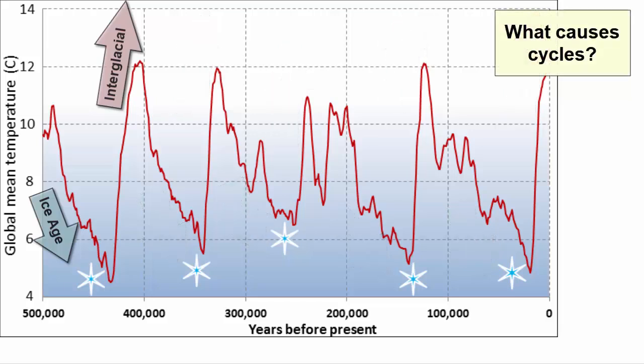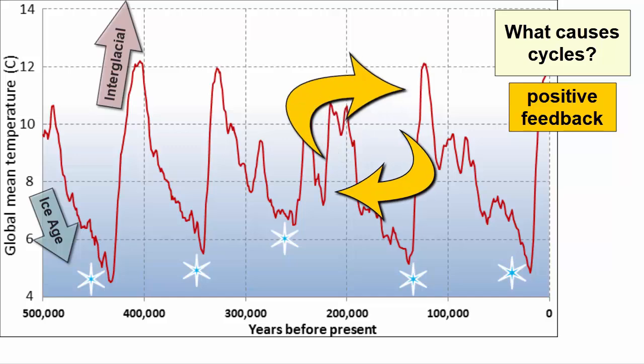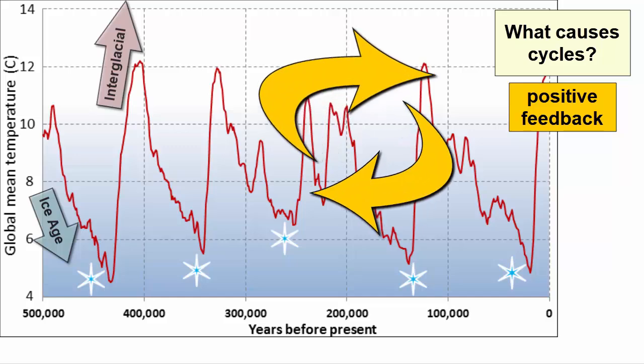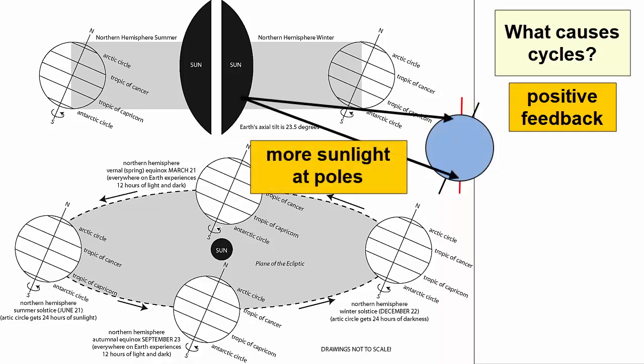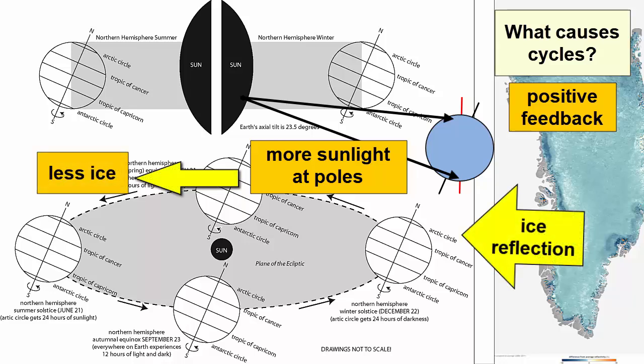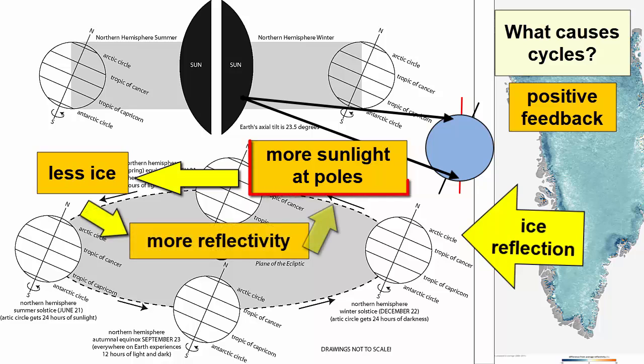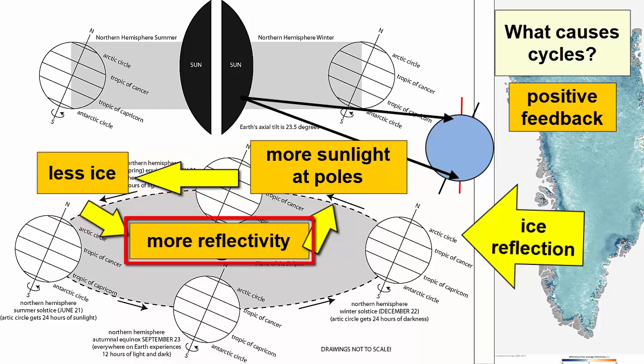What causes the cycles in and out of ice ages? Small perturbations in Earth's climate that are reinforced over time with positive feedback. For example, when Earth's tilt lessens, more sunlight reaches the poles throughout the year, which melts more of the ice. Since ice reflects a lot of sunlight, less ice means less reflection and more absorption of sunlight. More sunlight absorbed means more melting of the ice, and so on in a positive feedback loop.